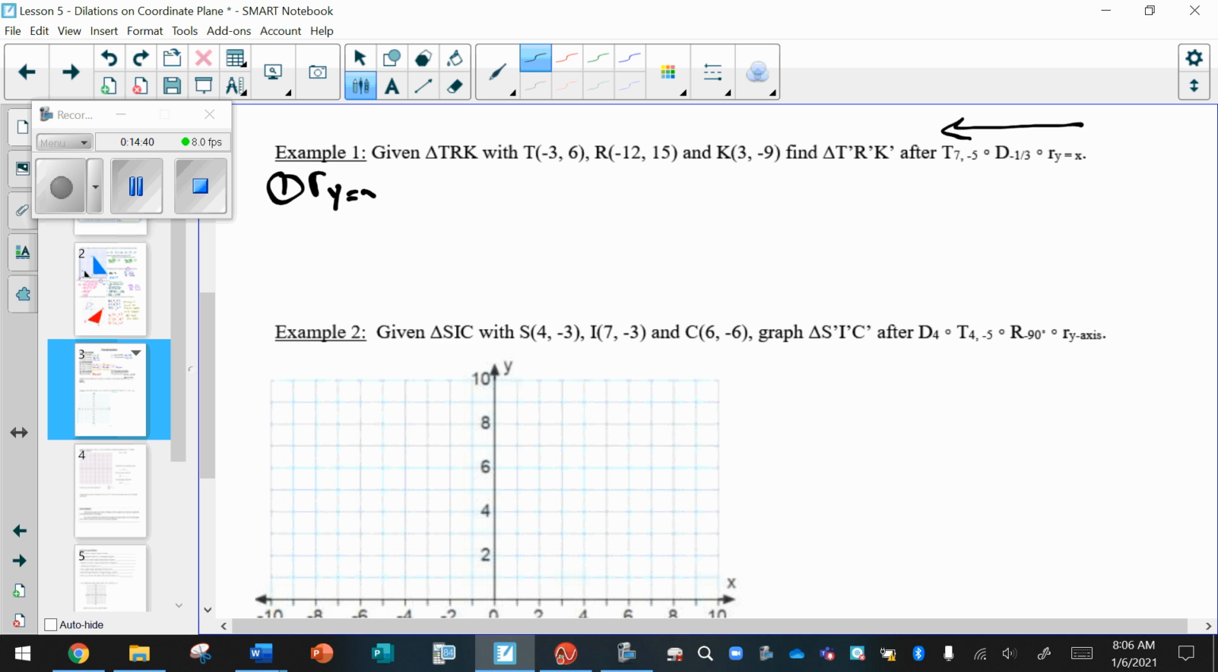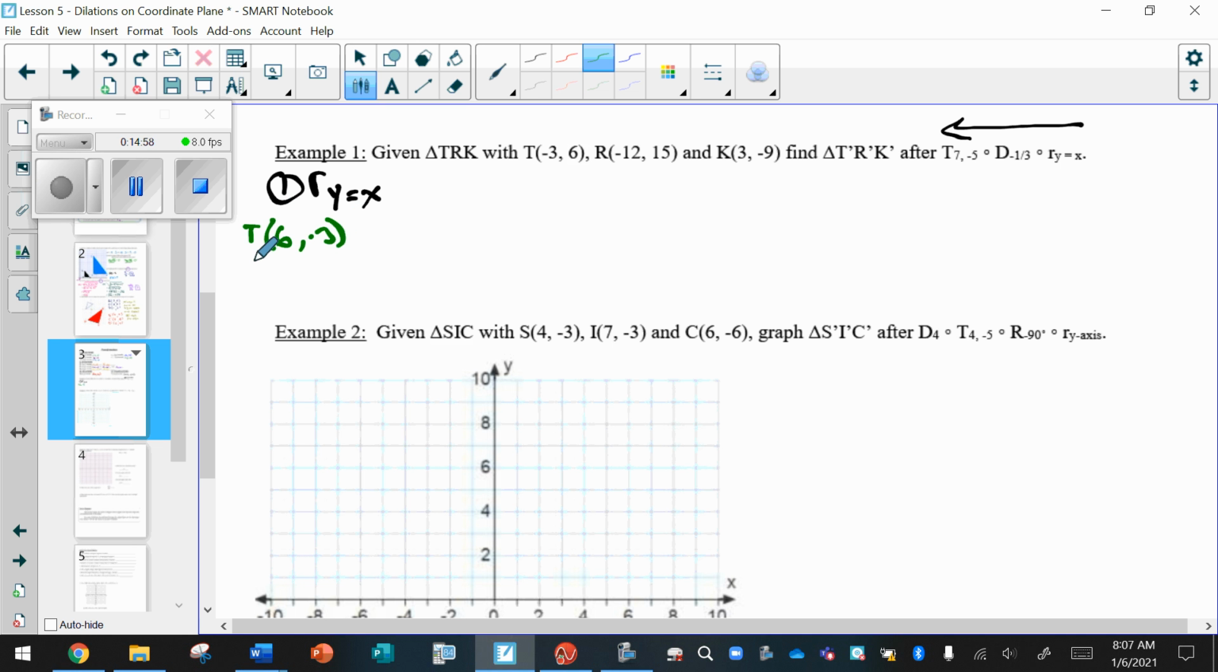And when you do the reflection over y equals x, you take the original points and you swap the x and the y. So then my new T value, when I switch, becomes 6, -3.